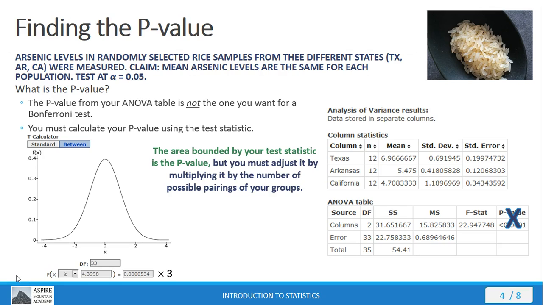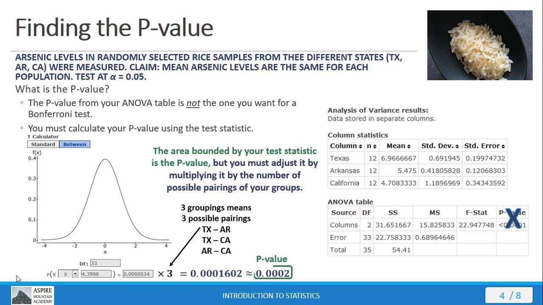So we've got 3 different possible pairings, so we're going to multiply that area that we get from our t-calculator out by 3. That represents the 3 different possible pairings that we're looking at. So we do that, we get 0.0002, which is the p-value we're going to use to compare with the significance level.